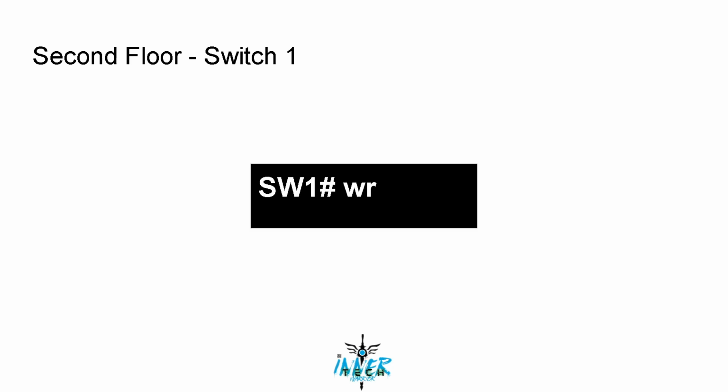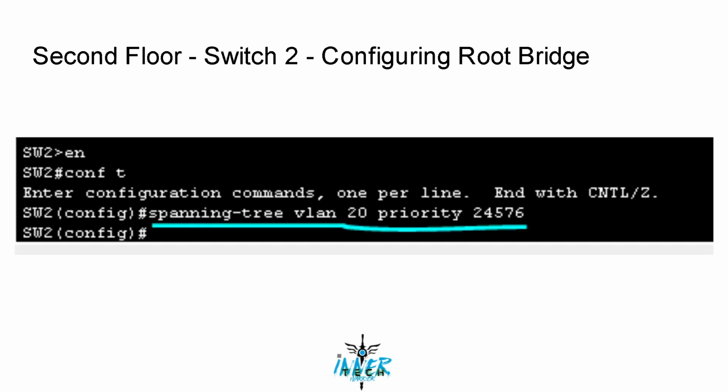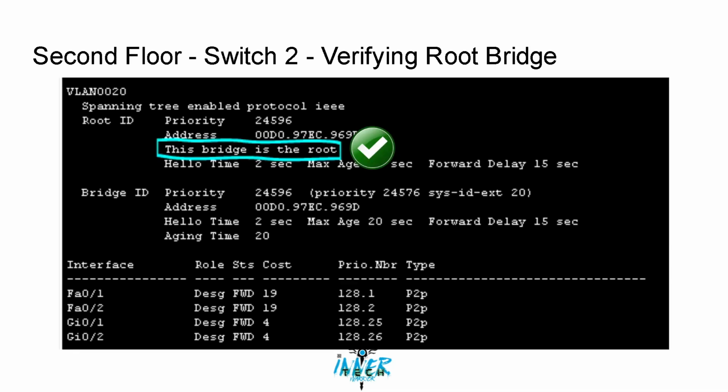Save the configuration. Now let's move our console cable to switch 2, SW2, to make that one the root for VLAN 20. Let's then put in the command spanning tree VLAN 20 priority 24576 to make it the root for VLAN 20. Let's use the show spanning tree command to confirm that this switch SW2 is now the root bridge for VLAN 20. If we scroll down to VLAN 20, we can see that it worked.